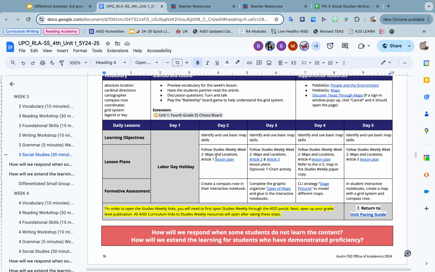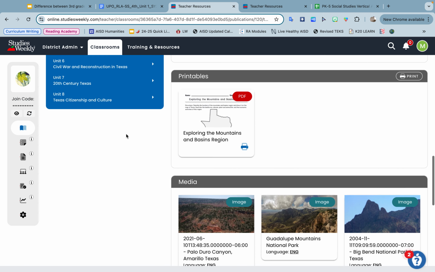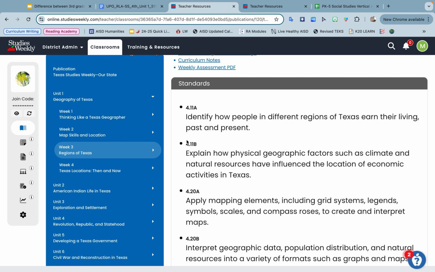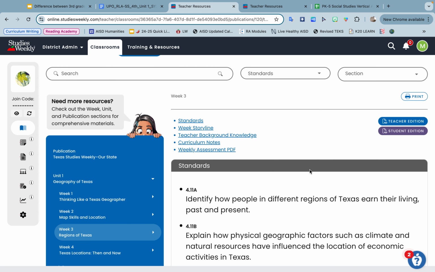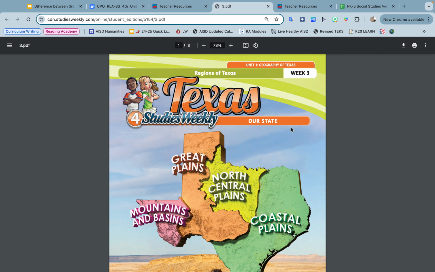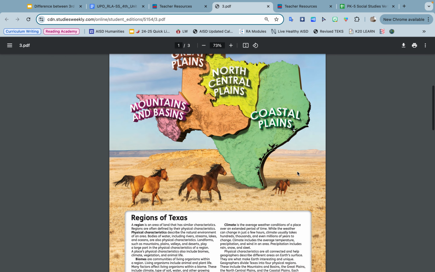In thinking about Studies Weekly, one of the last things I wanted to show you is in the teacher resource section. If I go to the week itself, what I see is that there is a teacher edition, there is a student edition, and I'm going to click on the student edition because I use this often to help me identify which newspaper we are using this week. So you've received a box. I'm going to do a different video about how to access your resources for Studies Weekly, but this way I can at least check and see.